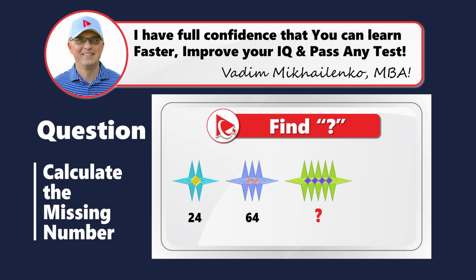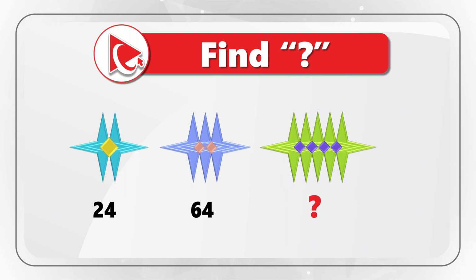You're presented with 3 sets of stars. Each set is a different color. Underneath each set, there are numbers.